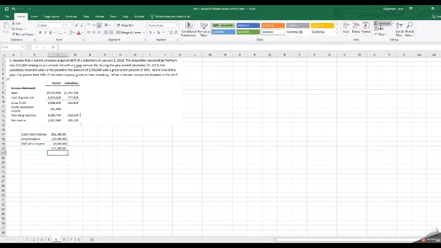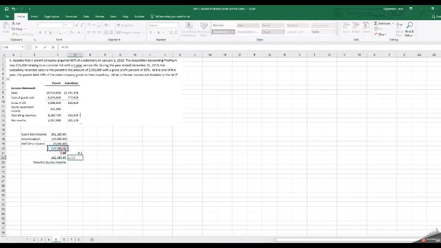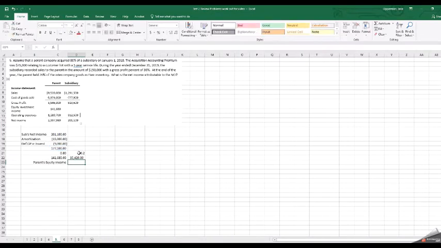But then now we've got to split it to say, okay, 80% goes to the parent, and then 20% goes to the NCI. So if I take that adjusted net income times the 80%, that's my parent's equity income. And I'm going to make it go to that. And then here, if I take that adjusted amount times the NCI's percent, that's going to be the net income attributable to the NCI.